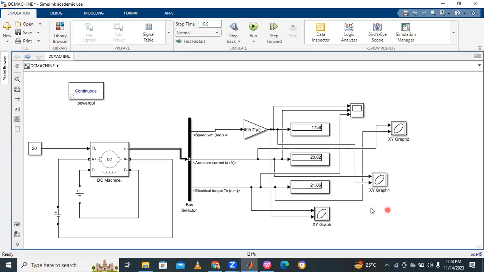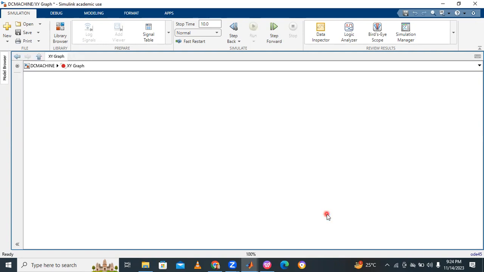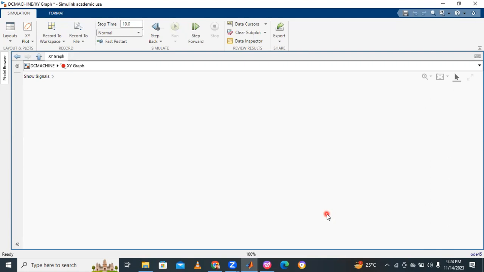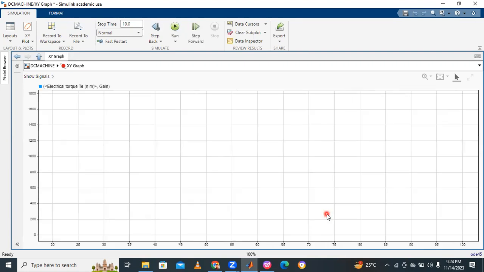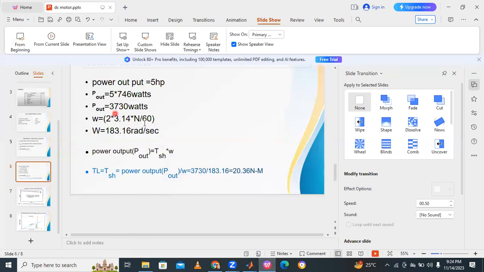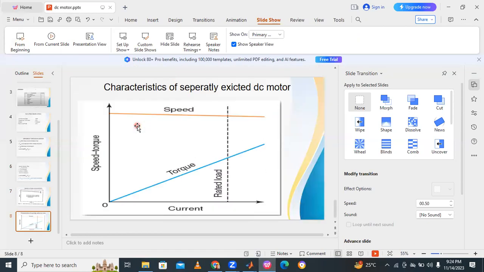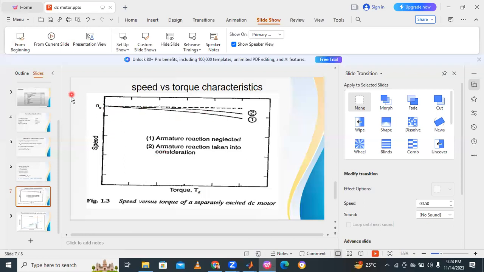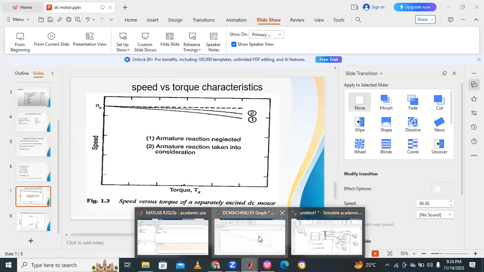After simulating, open this XY graph. This terminal is torque, this terminal is speed. Open the speed versus torque characteristics, and it will open like this. Automatically it will be adjusted. So like this, the speed versus torque characteristics of a separately excited DC motor. This is speed and this is torque, a small drooping characteristic.